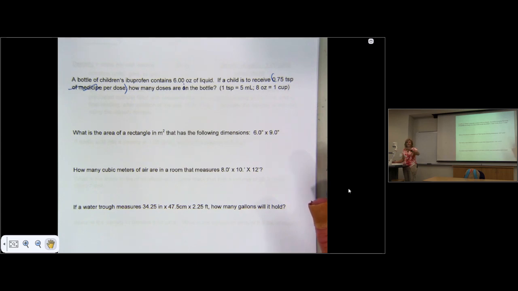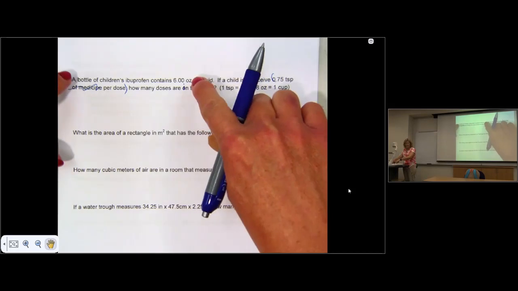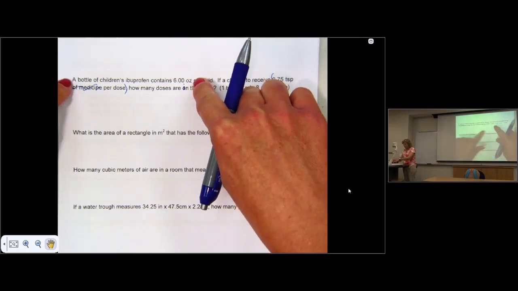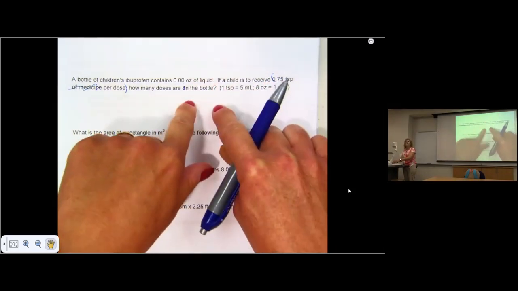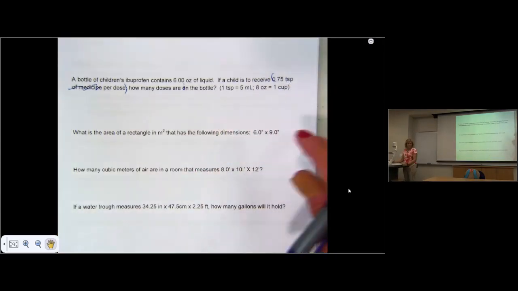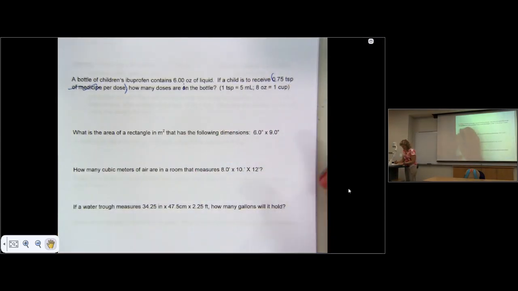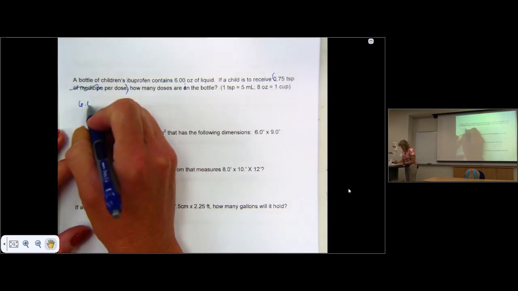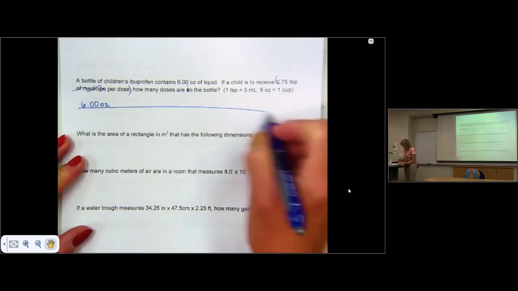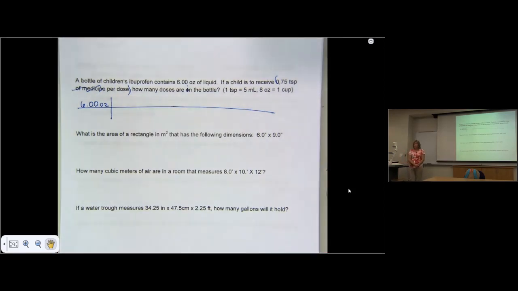But quickly we see 1 bottle is 6 ounces. So what can you start with? 6 ounces. So you could say 6 ounces is a bottle as a conversion factor and start with 1 bottle, or you can just simply say 6 ounces. And that's fine. Either way is fine to do that. So let's start with the 6 ounces. And I want you to try it. Let me give you time to try it.